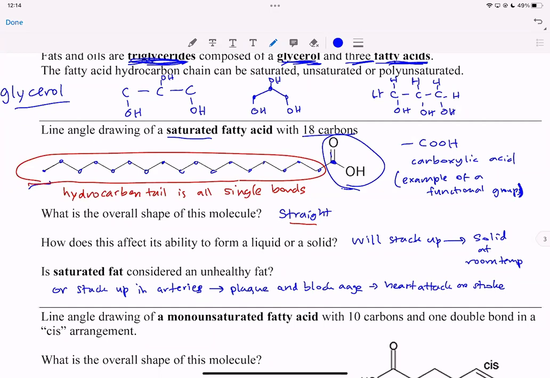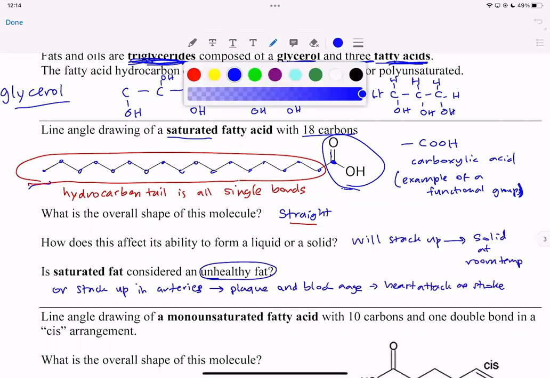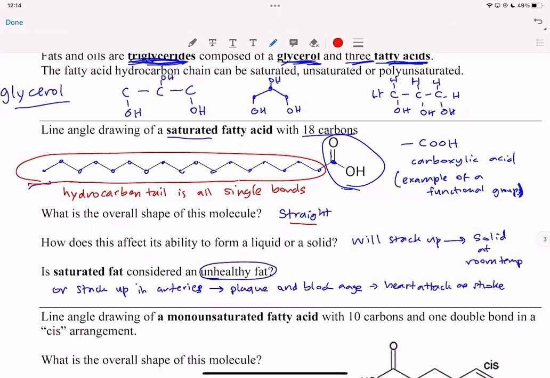Saturated fats are considered unhealthy fats because, starting with the shape, they're all single bonds and they're straight. So because they'll stack up, either becoming a solid at room temperature, that's your butter or your coconut oil, or in your arteries, they'll stack up and lead to a blockage. So that's an unhealthy fat because they will stack up.